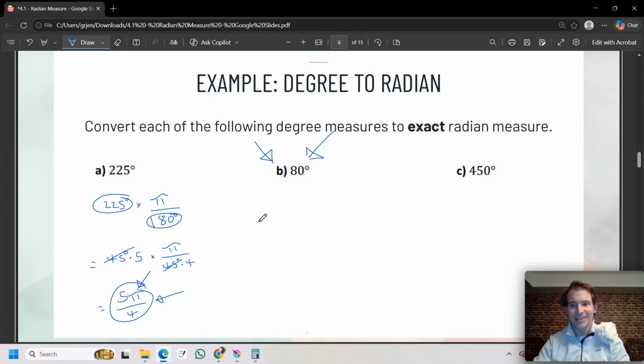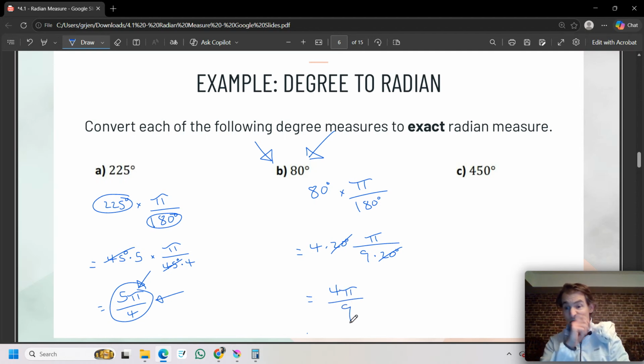All right, try this one. Oh, you're done already? Good. I hope you got 80 degrees times pi on 180 degrees. And then you factorized that. You noticed that 4 times 20 degrees is the same thing over 9 times 20 degrees, put over pi, and that your 20 degrees would cancel. And that this would be 4 pi on 9, or a little bit less than 1/2 pi. Wouldn't you know it? 90 degrees.